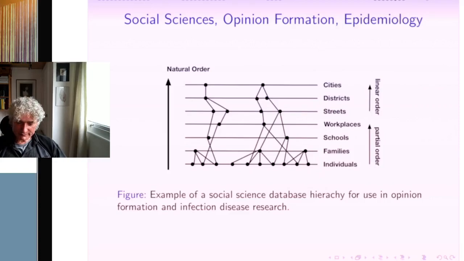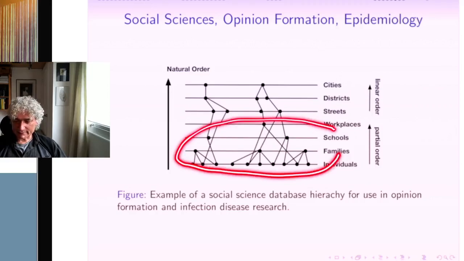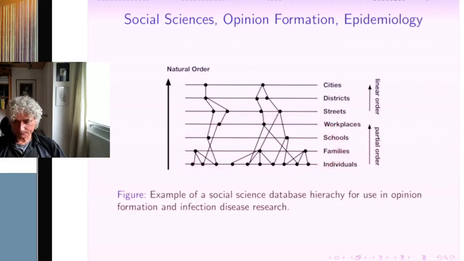So individuals live, for example, at certain streets. Then the streets together can be collected into certain districts, and the districts can be collected into certain cities. And so all these classifications imply a linear order on the level sets as defined before in this lecture, and all these other classifications are just creating a partial order.